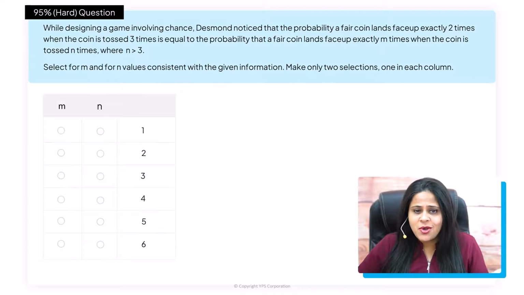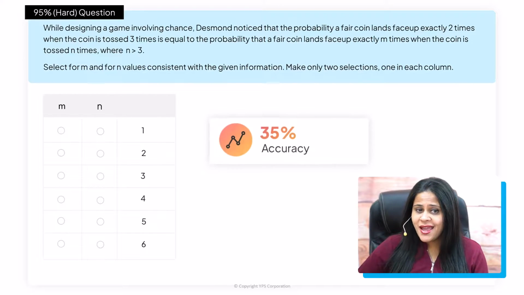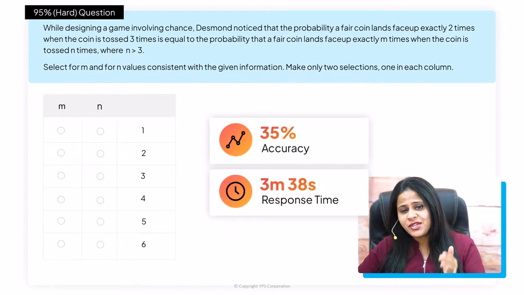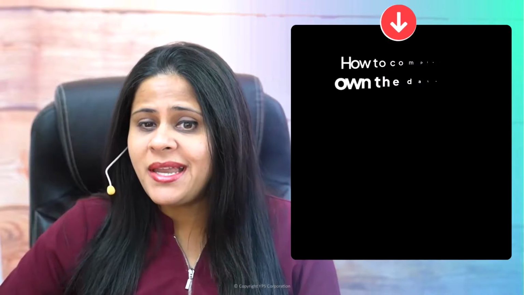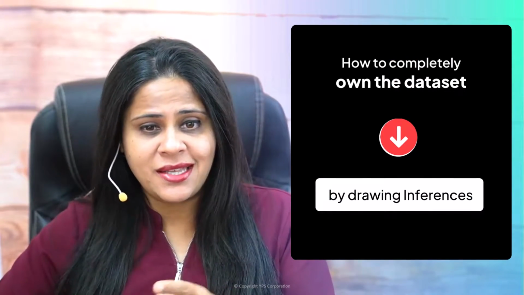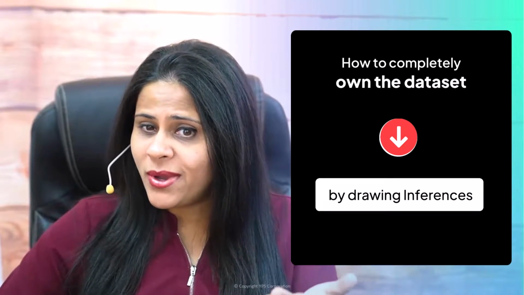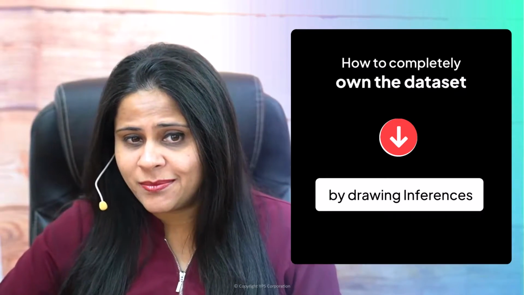Allow me to give you a sneak peek at what we will be doing. Observe this question. It looks awfully similar to your typical probability question, but the accuracy is less than 40% and the time taken by students to answer this question correctly is more than 3.5 minutes. In this session, I will demonstrate how to completely own the dataset by drawing inferences while reading the dataset and by drawing inferences from equations where there are more variables and fewer equations connecting them.